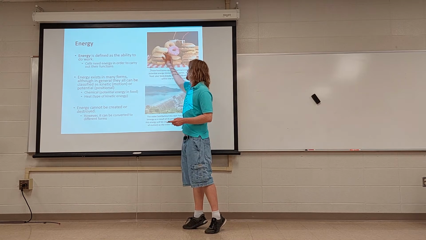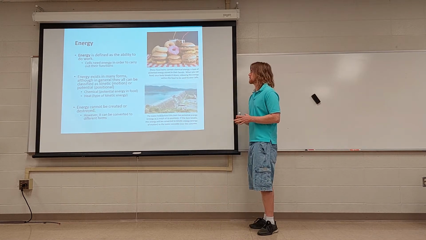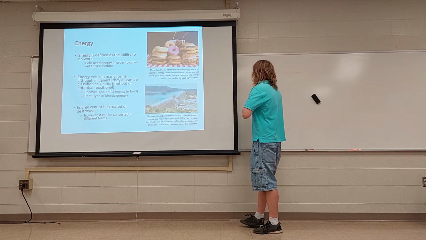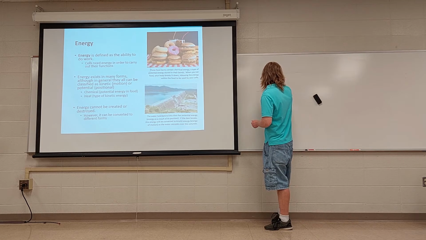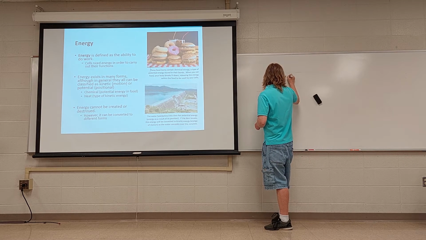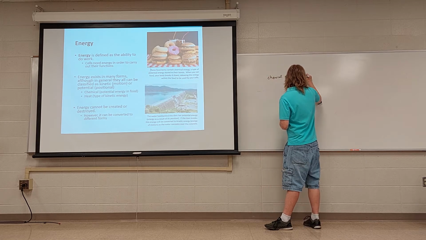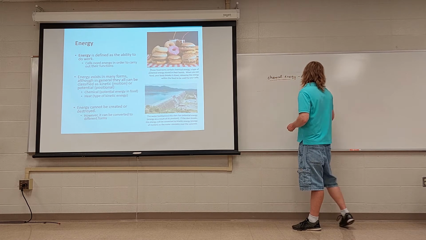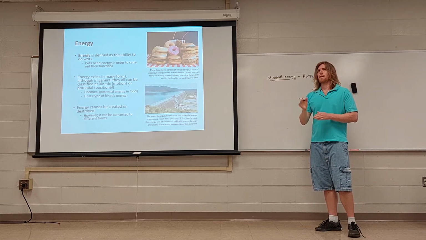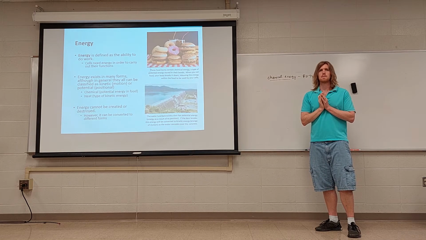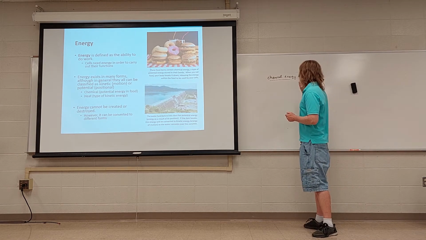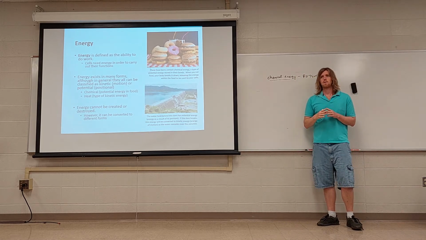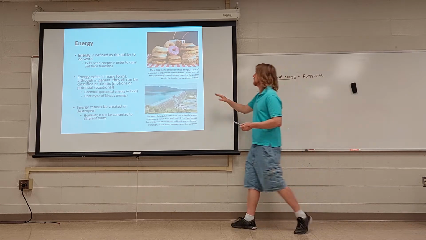So these food items have energy stored within the chemical bonds that build them. That energy is called chemical energy. And it is a type of energy that is potential energy, which means that it's stored energy that has energy as a result of its position. In this case, it's the position of the atoms and the molecules within the food itself.